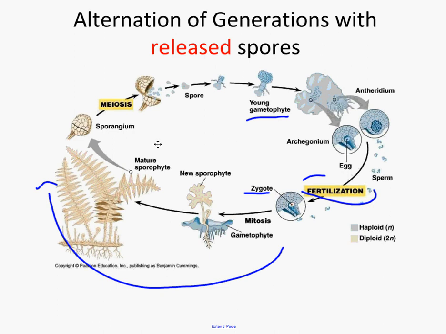And then the whole process goes again. That sporophyte generation produces spores. Does that through the process of meiosis. Those spores grow up to be gametophytes, and the whole thing begins again.